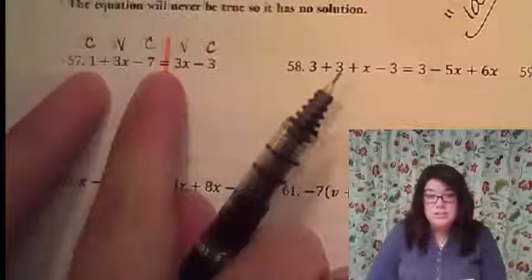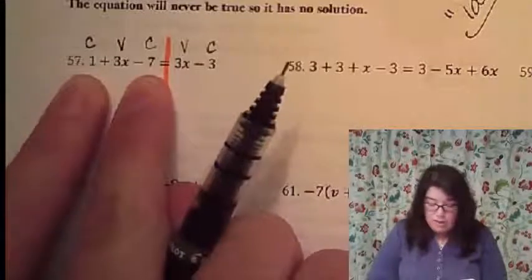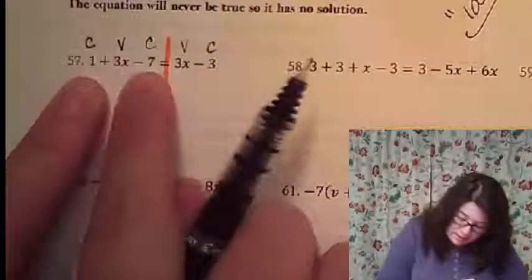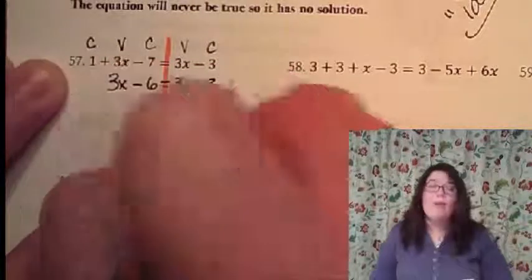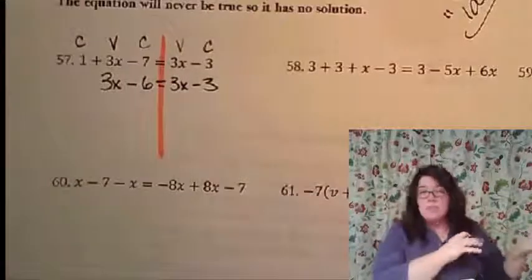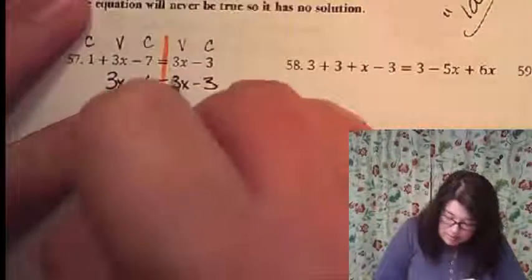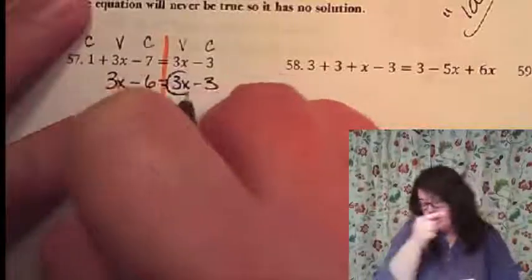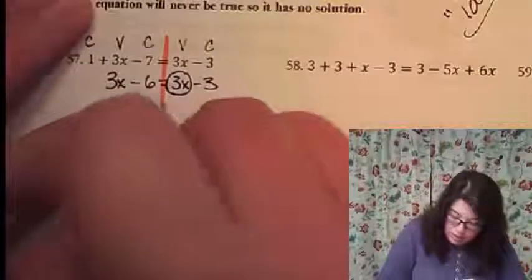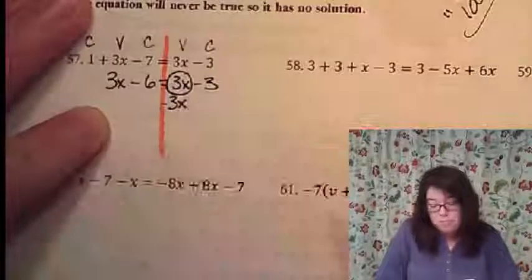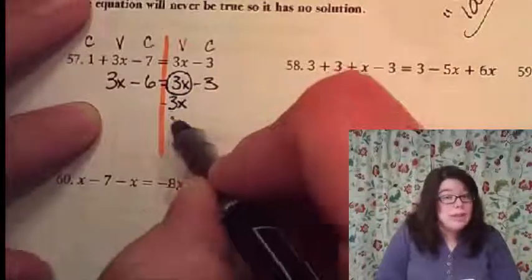So I'm going to put together the things that are alike. These are both constant terms, so I can put them together. 1 and negative 7 is negative 6. So I'll do 3x minus 6 equals 3x minus 3. Now I want to move my variables to the left, my constants to the right. So I'm going to move this 3x, this variable term, I want it to move to the other side. And I do that with an inverse operation. So instead of positive 3x, I'm going to use negative 3x.